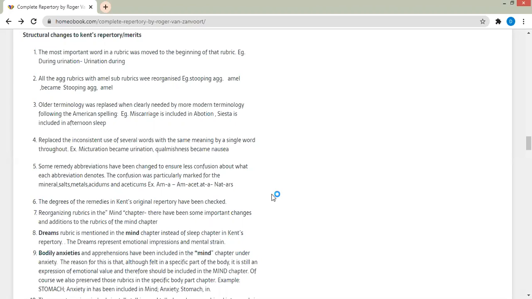Then some remedy abbreviations have been changed to ensure less confusion about what each abbreviation denotes. The confusion was partially marked for the mineral salts, metals, acidums and aceticums, that is, ammonium acidum is given as Am-A, ammonium aceticum is given as Am-ACET.